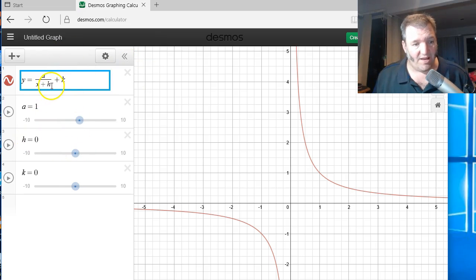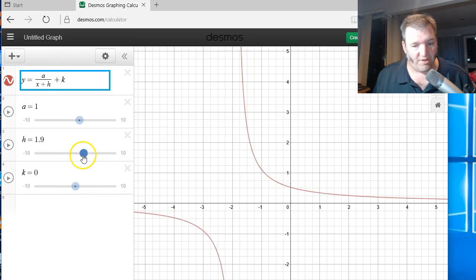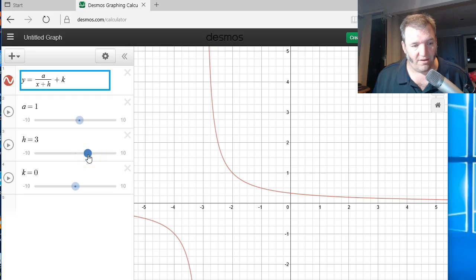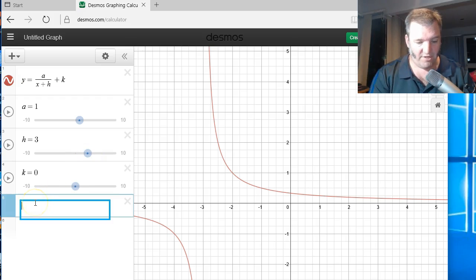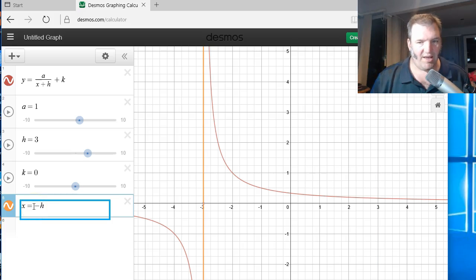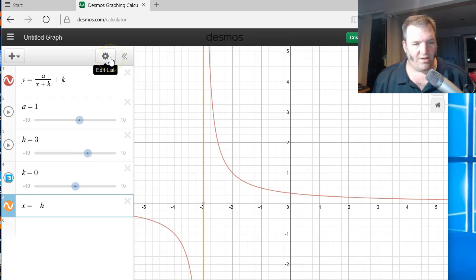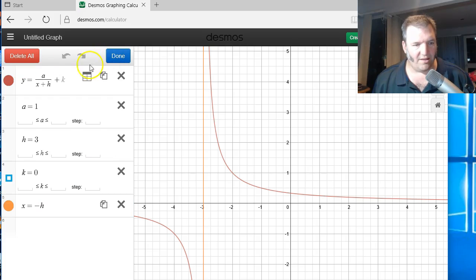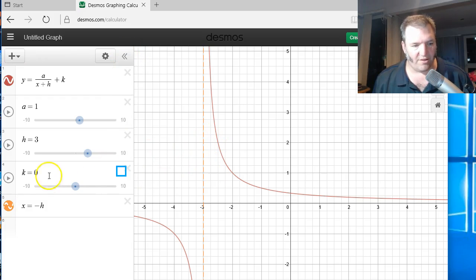If I increase h, what's going to happen? It's adding h, so it should go in the opposite direction. It should shift it to the left, and you can see that happens. If you want to be really fancy, you can put in the equation x equals h here, and you'll see that the asymptote is moving as well. Oh, we need x equals negative h. That's better. And you can see where the asymptote is. You can even edit these and make them dotted lines if you want, like that. And there you can see your asymptote there.